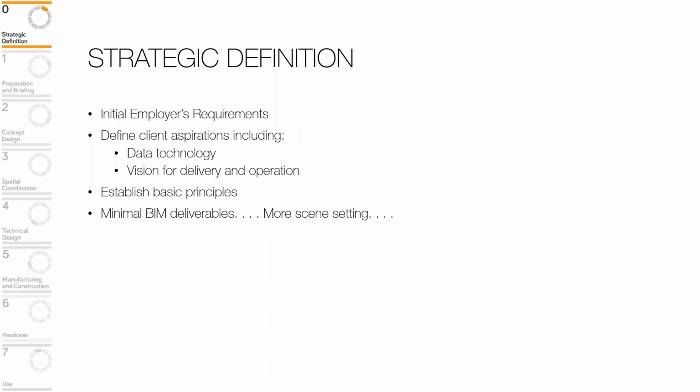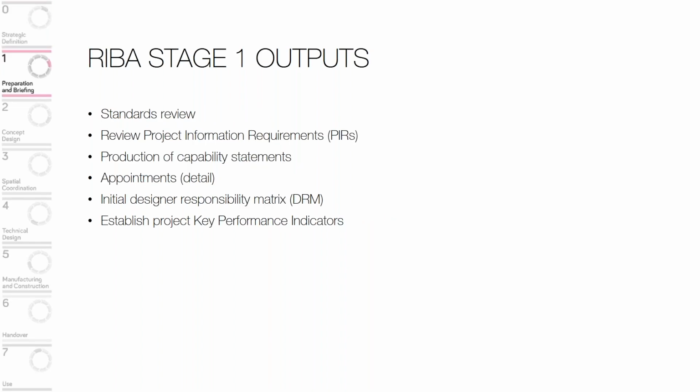At stage 0, the strategic definition, it's quite light from a deliverables point of view. We're more hoovering up information from others: trying to get the initial employer's requirements, define what technology they're using, what their vision and aspirations are, and get down to the nitty-gritty about their strategy and the basic principles of how they see BIM working. So it's really about scene setting, gathering that information and understanding what the project needs.